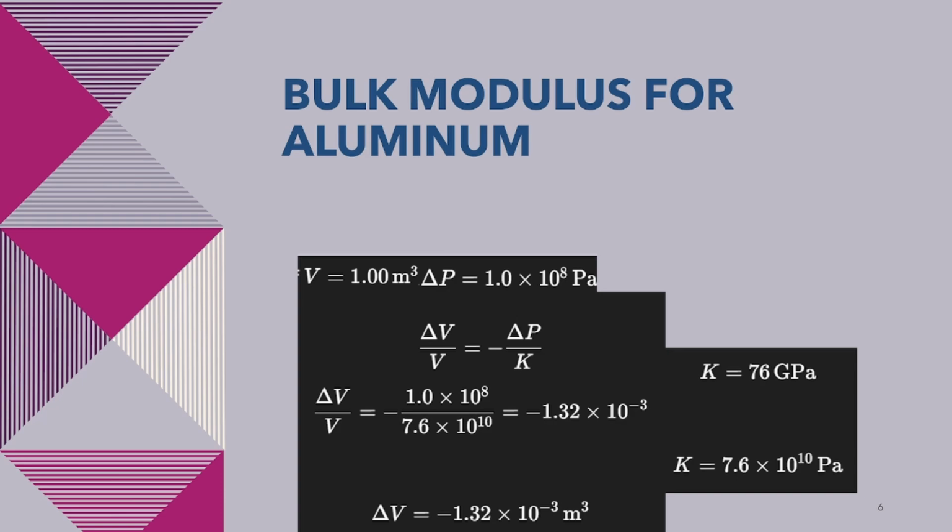And then the change in V over V is equal to, sorry, negative 1.0 times 10 to the 8th over 7.6 times 10 to the 10, which would give you negative 1.32 times 10 to the negative 3 meters cubed. And the bulk modulus for this is 76 GPa. And to change it into Pa, it is 7.6 times 10 to the 10.